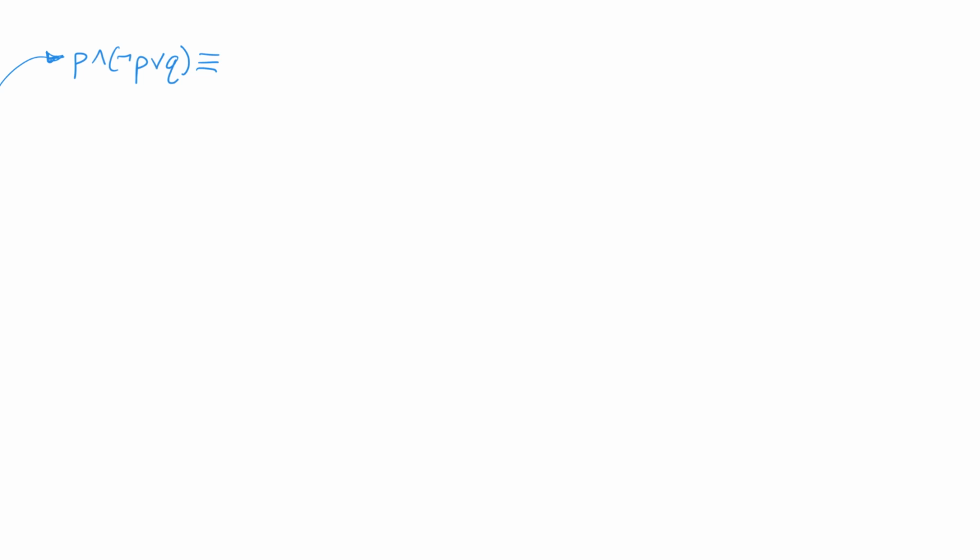proposition. In this particular case, it seems like a natural guess to go ahead and use distribution to distribute P into this disjunction. So we are going to get P conjunction negation P. That is sure to turn into something nice. Disjunction with P conjunction Q. And since P conjunction Q is the target proposition, this is probably a good move. We'll justify this by the distribution rule.